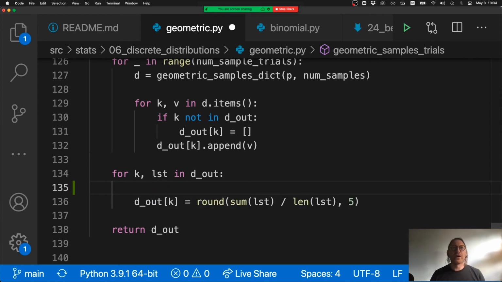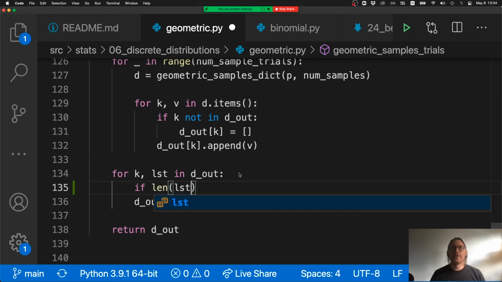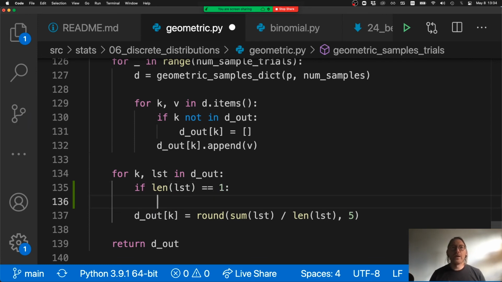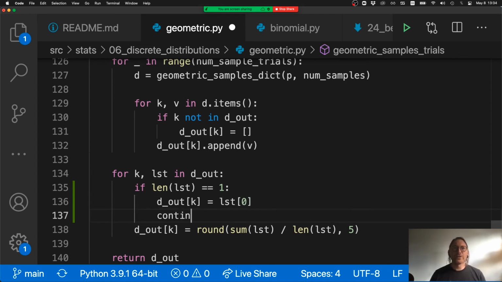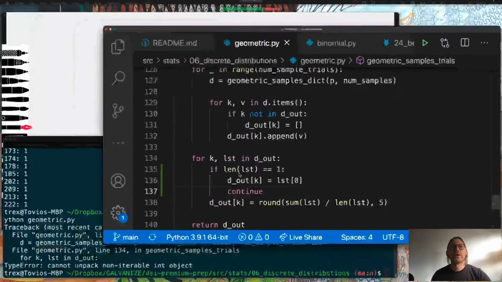Actually, let's do this. If the length of the list is 1, then dout sub k is going to get list sub 0, and we'll continue there. So let's see if that works. We'll find out.